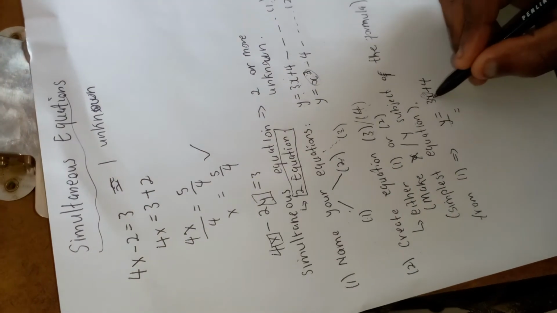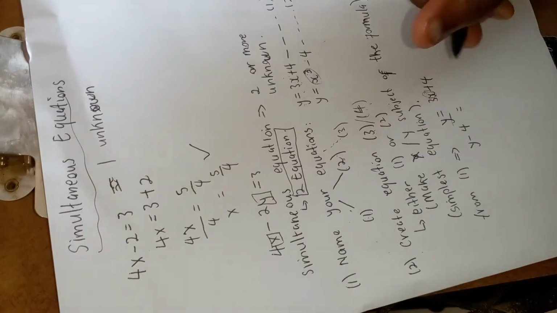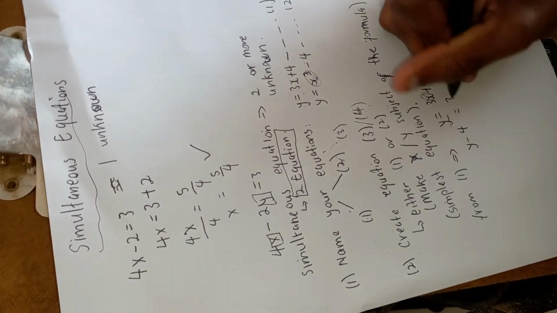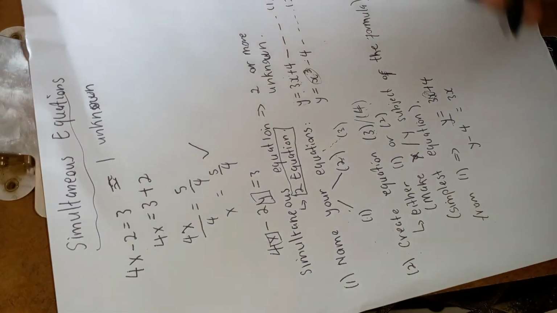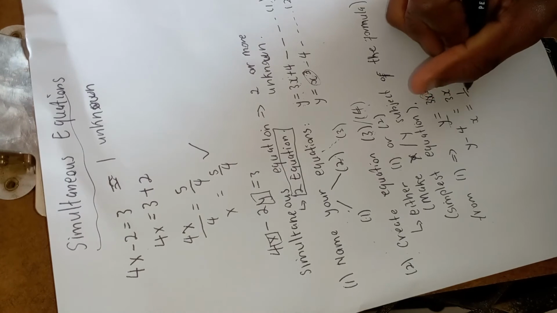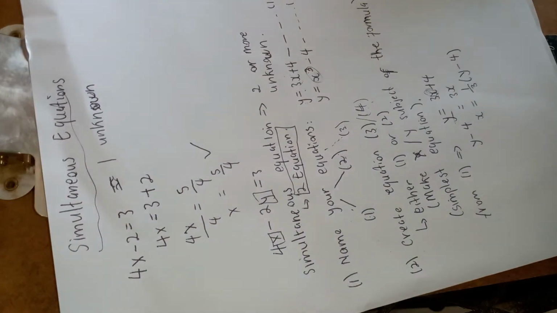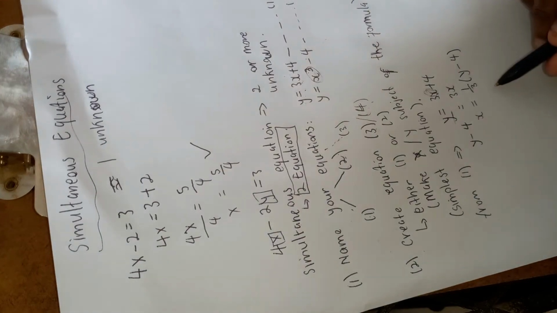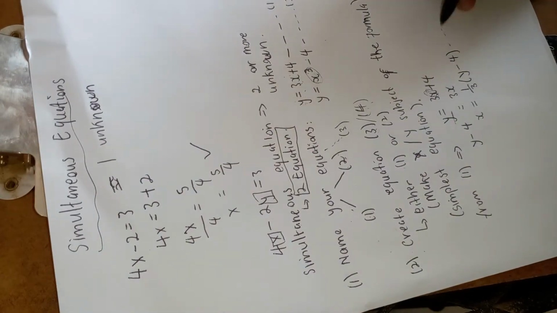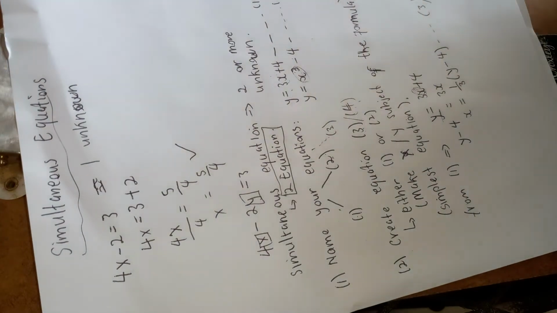So you make x the subject of the formula. You take the 4 to the other side, it becomes y minus 4, then this side will be left with the 3x, and then you divide both sides by 3. Therefore you find that x is equal to 1 over 3 multiplied by (y minus 4). So this is how you make equation 3. Therefore this one is the equation 3 that we were creating.